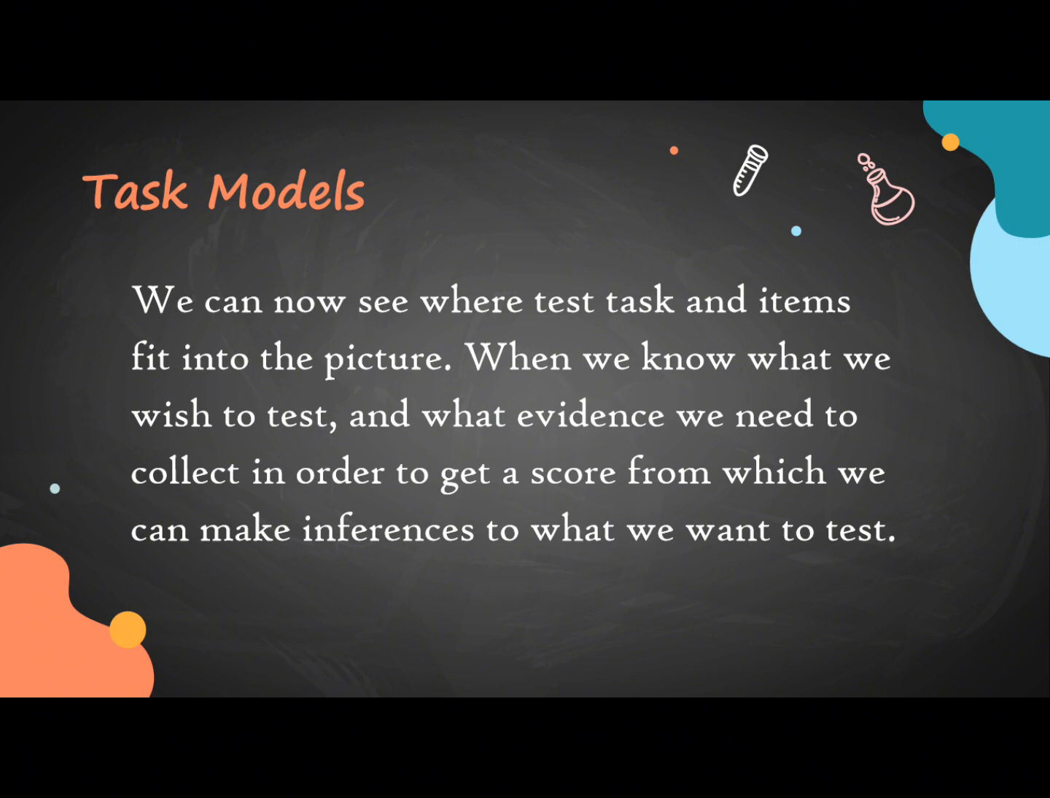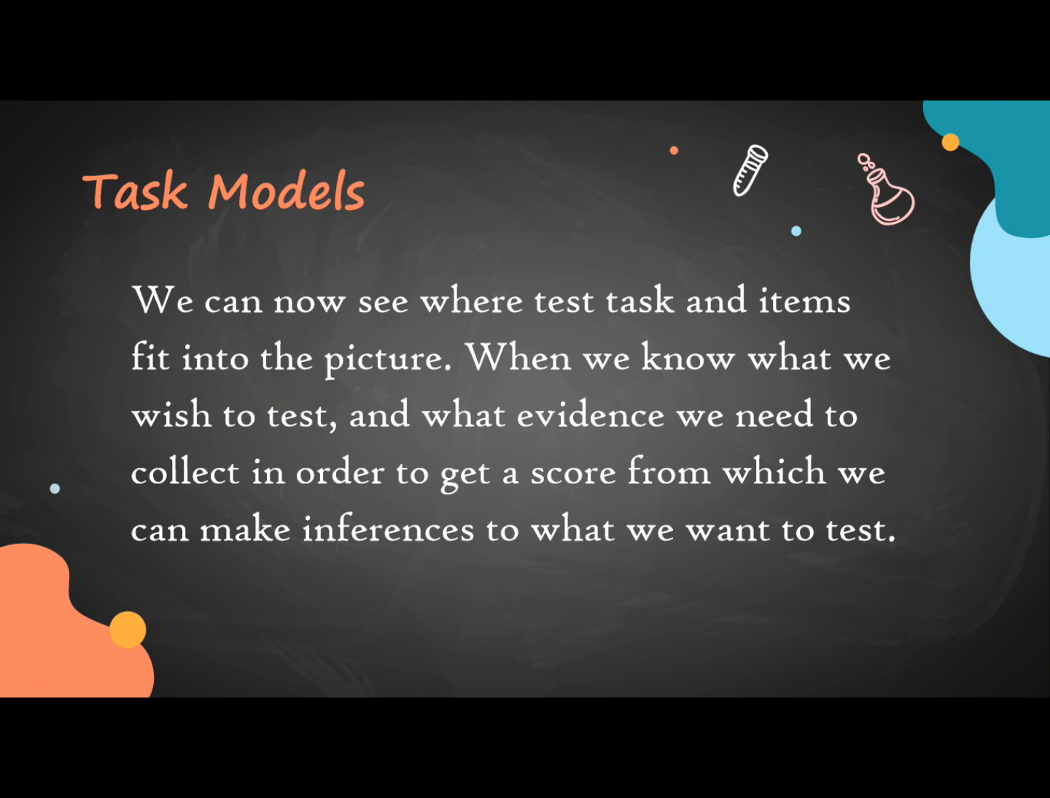We can now see where test, task, and items fit into the picture. When we know what we wish to test and what evidence we need to collect in order to get a score from which we can make inferences to what we want to test. So in task model, we can ask, how do we collect the evidence? Okay? So how are you going to collect the evidences?